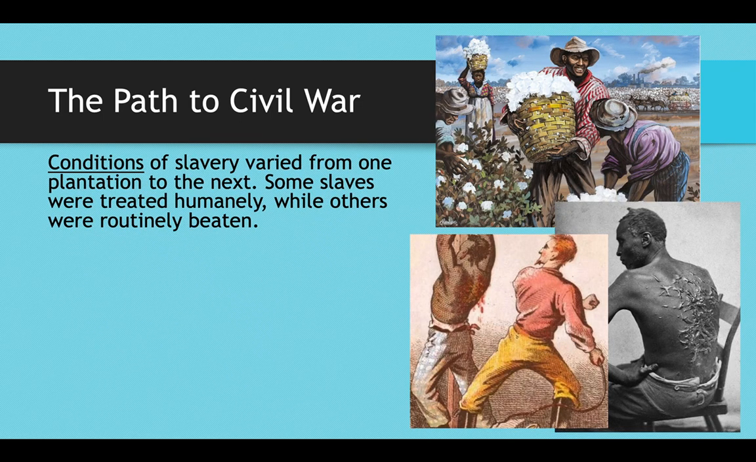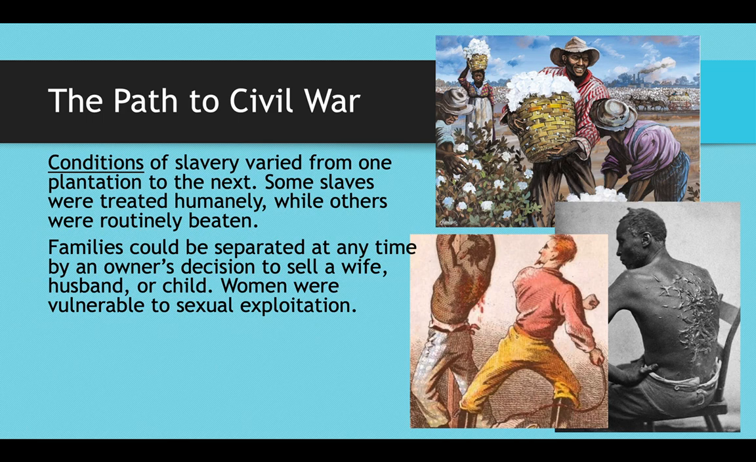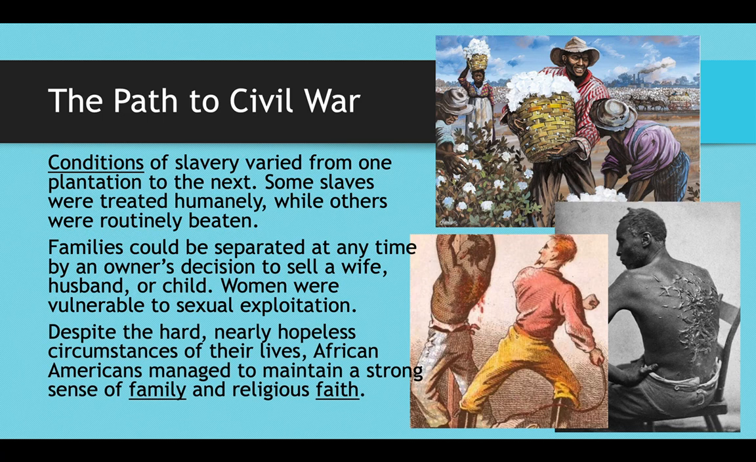Now, conditions of slavery really varied from plantation to plantation. As a whole, conditions were exceptionally bad. They were deplorable in some instances. But at the same time, you do have some cases where slaves were treated humanely, while others, as I said, were routinely abused, often beaten. Families could be separated at any time by an owner's decision to sell a wife, a husband, a child. Women were particularly vulnerable to sexual exploitation since they were seen as the property of the owner. That meant they could take advantage of them sexually anytime, and there was nothing they could do about it.